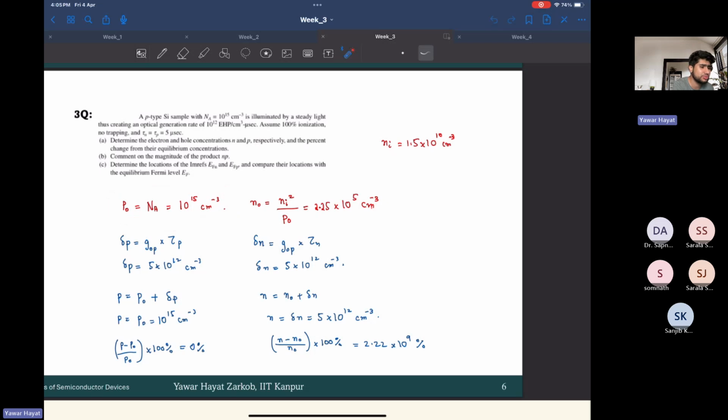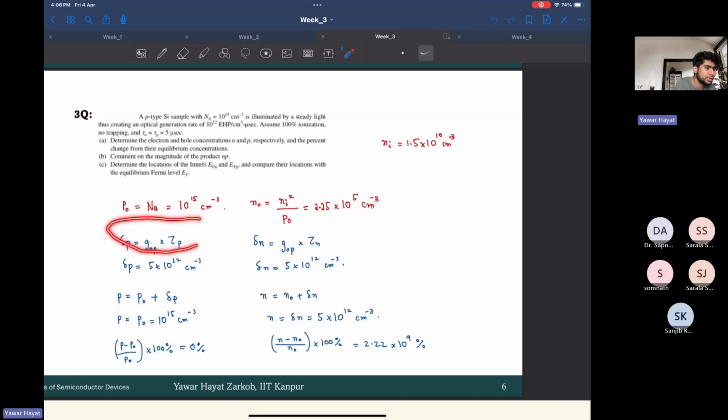First I'll compute the equilibrium concentrations, starting with the majority one. Since it was doped with Na, my P naught would be 10 to the power 15. Then I'll compute the minority one. My N naught would be Ni square by P naught, which is 2.25 into 10 to the power 5 per centimeter cube.